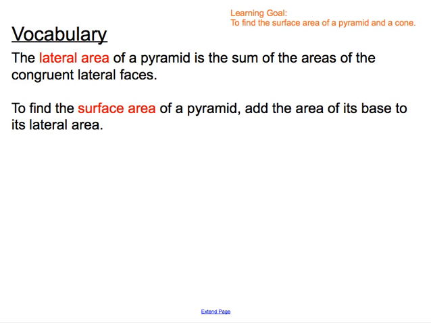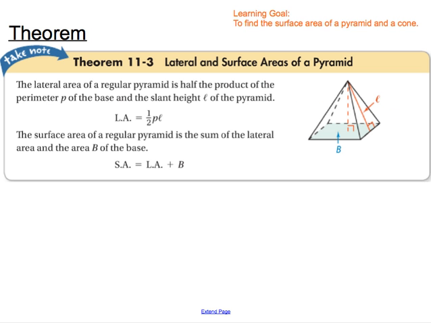The lateral area of a pyramid is the sum of the lateral areas of the congruent lateral faces. To find the surface area of a pyramid, we add the area of its base to its lateral area. So here, Theorem 11-3 gives us the formulas for the lateral area and surface area of a pyramid. The lateral area of a regular pyramid is half the product of the perimeter and the slant height of the pyramid. The surface area, we take the lateral area and add that to the area of the base.